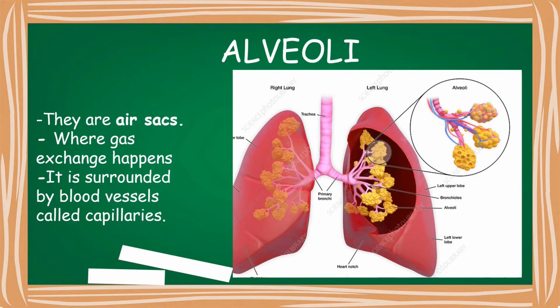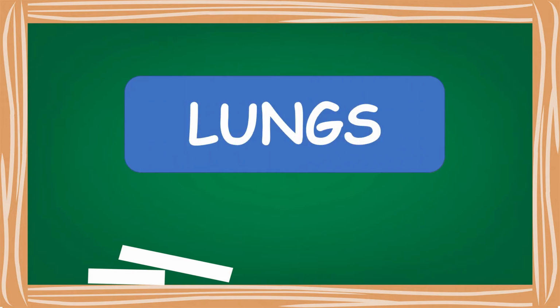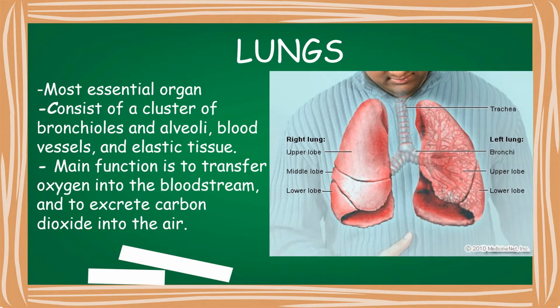Bronchioles and alveoli are inside of our lungs. We have two lungs, and these are the most essential organ of our respiratory system. They consist of a cluster of bronchioles and alveoli, blood vessels, and elastic tissue. The main function is to transfer oxygen into the bloodstream and to excrete carbon dioxide into the air.